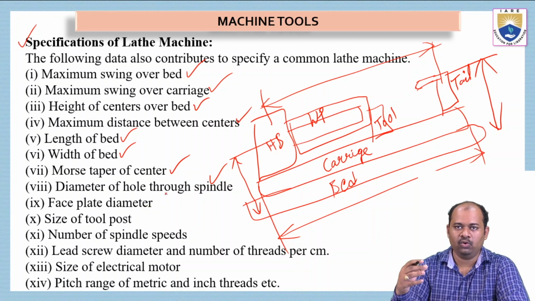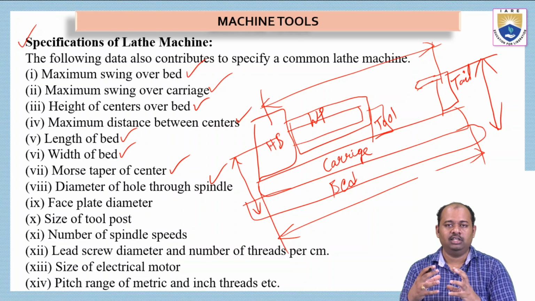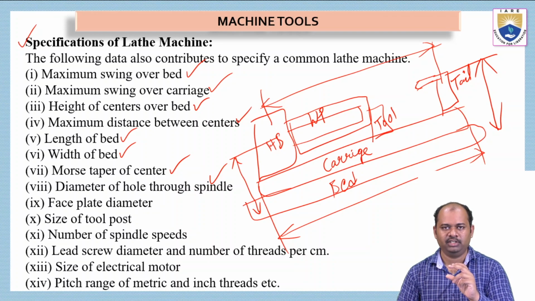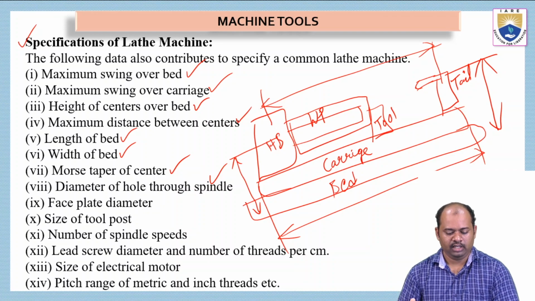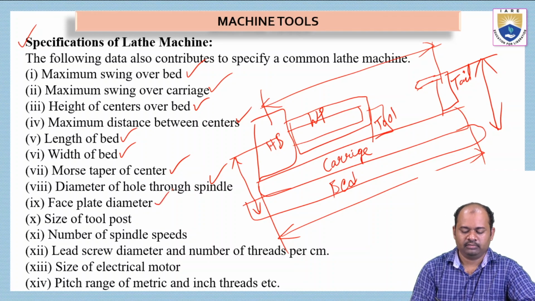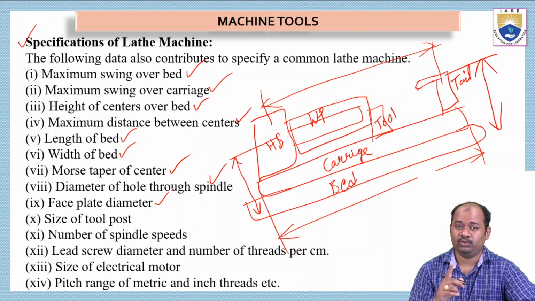The diameter of the hole of the spindle is also noted as a specification. The bigger the diameter of the hole, the bigger the chuck we can attach, and the bigger the workpieces we can attach. So depending on the size of the diameter of this spindle, we can machine larger sizes of workpiece. And then faceplate diameter. So faceplate diameter is also given as an important specification.